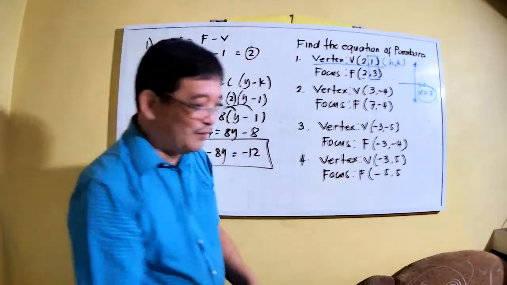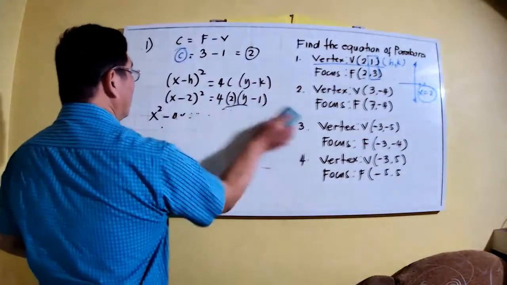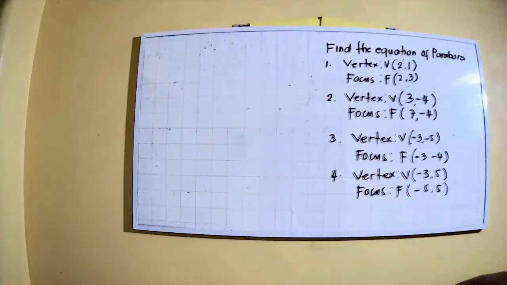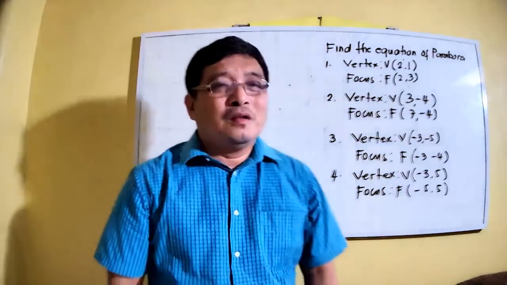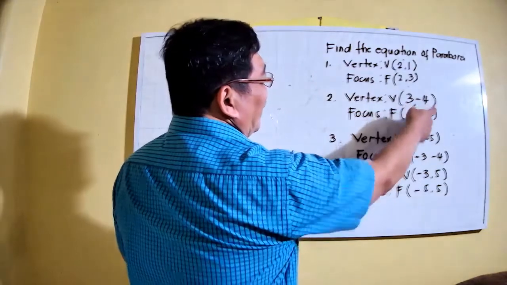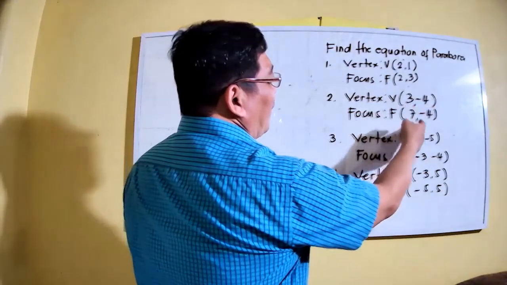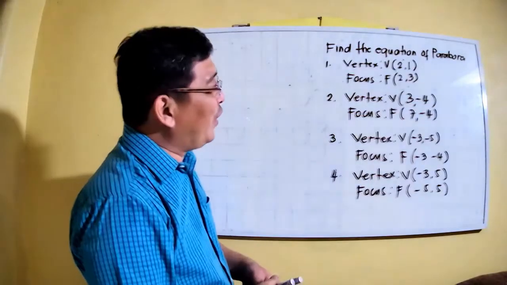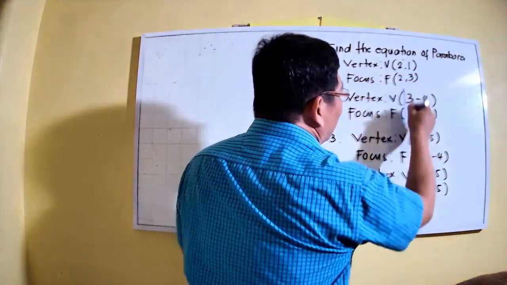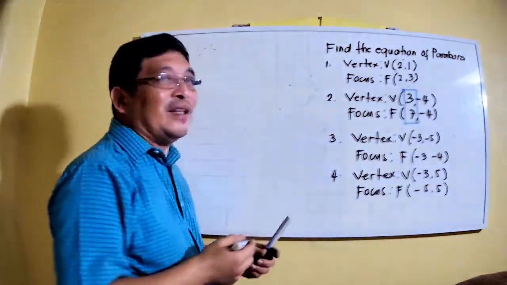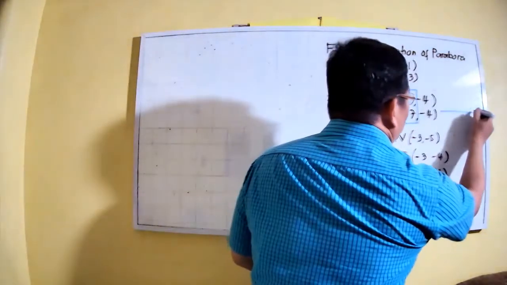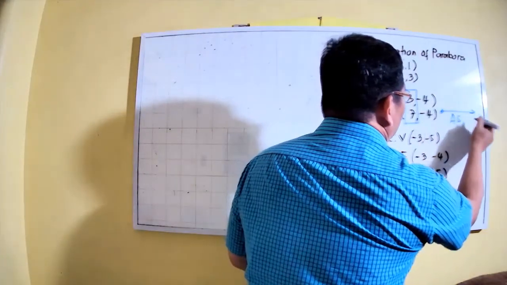Now let's have number 2. So let's do number 2. Number 2, we have vertex at B (3, negative 4), and focus at F (7, negative 4). Now we're going to locate the movement. Where's the movement? The movement is at the x value. If the movement is at the x value, meaning you have an axis of symmetry horizontal. So the axis of symmetry is horizontal.